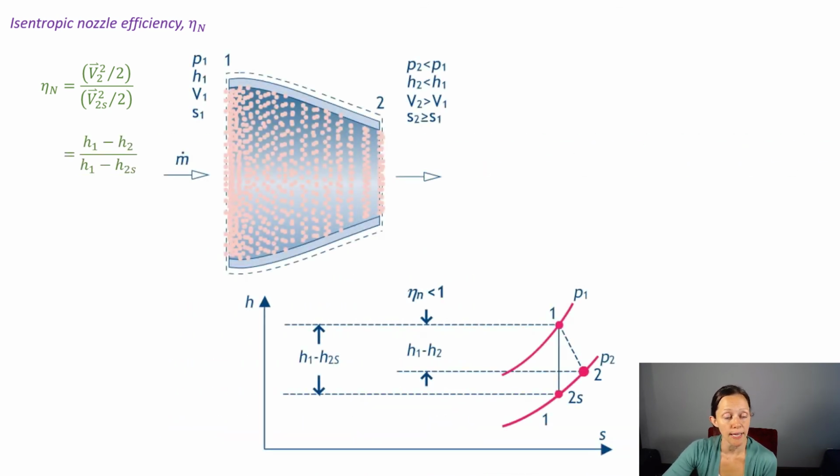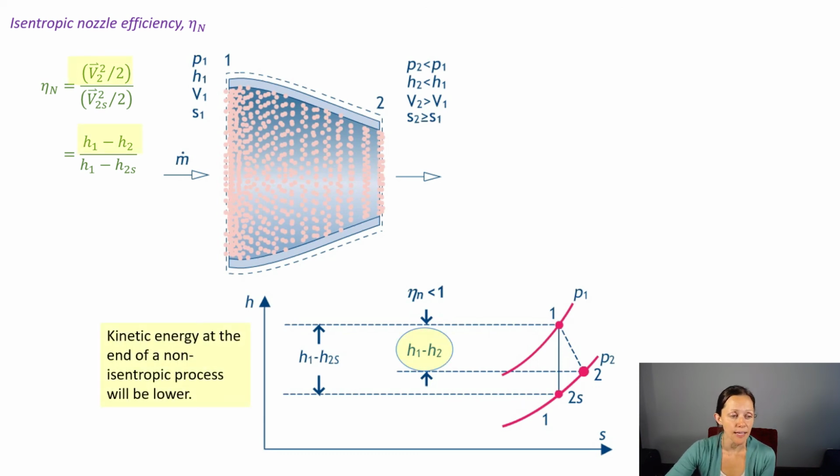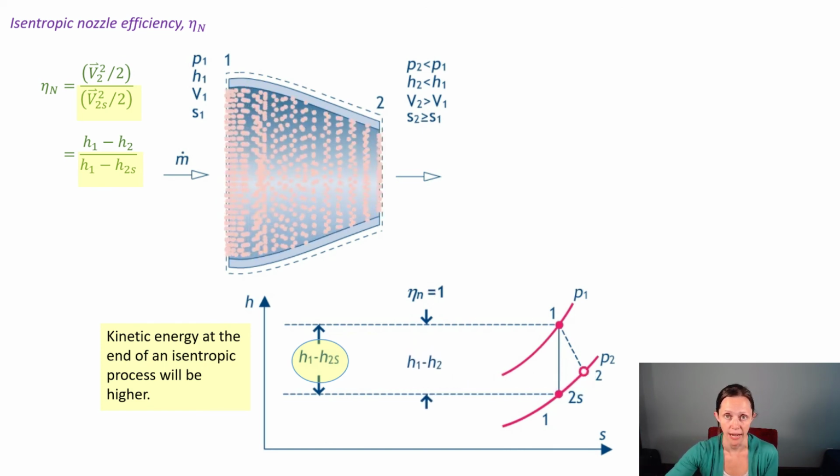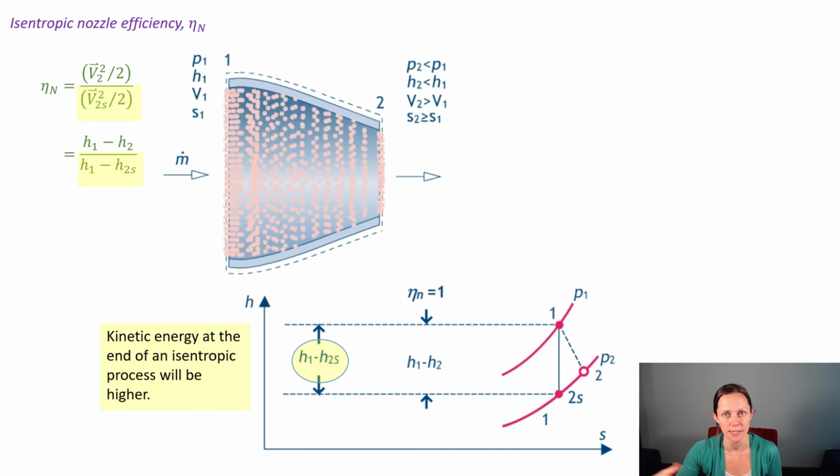All right, so if I look at an HS diagram, I can see that at the end of that non-isentropic process, the kinetic energy is going to be a lot lower. So as I go from state 1 to state 2, H2 is going to be higher than H2S. So the kinetic energy at the end of the isentropic process is going to be higher. And that makes sense, right? Because if it's an isentropic process, you don't have any friction or anything slowing down your flow.